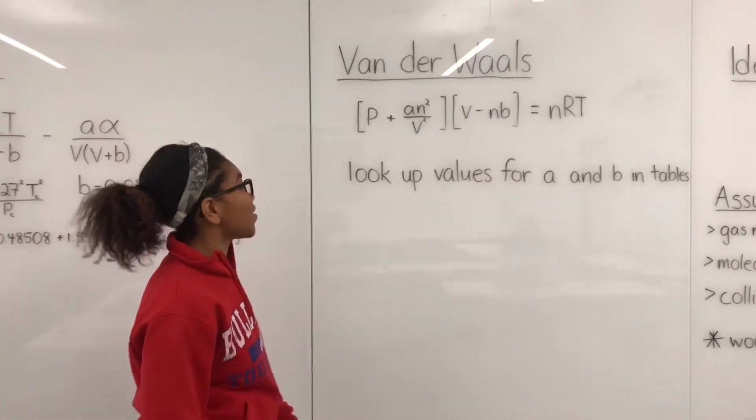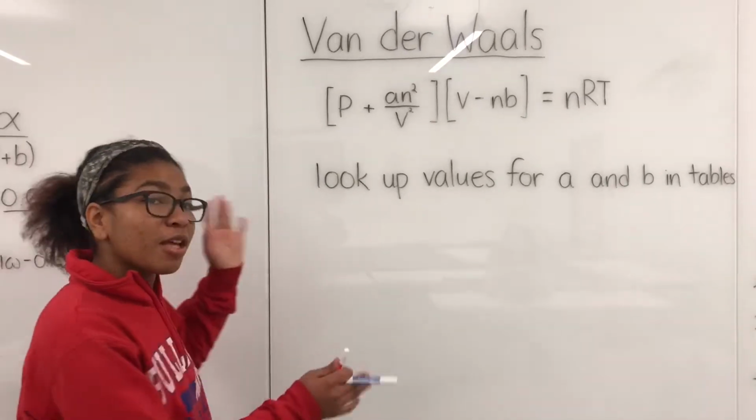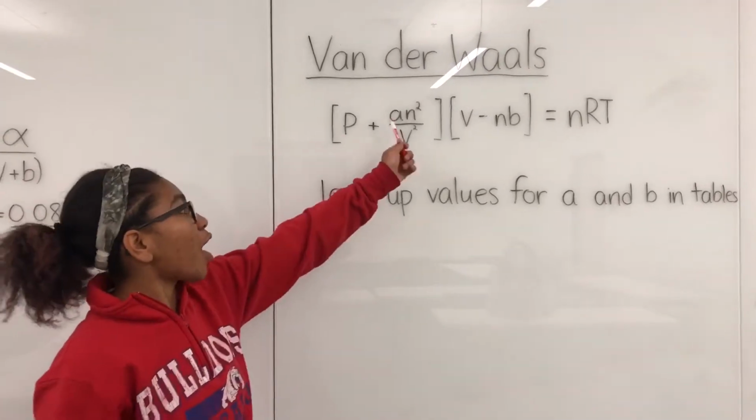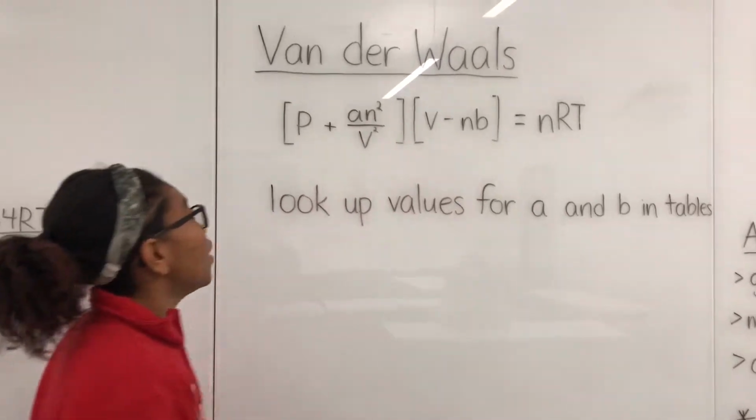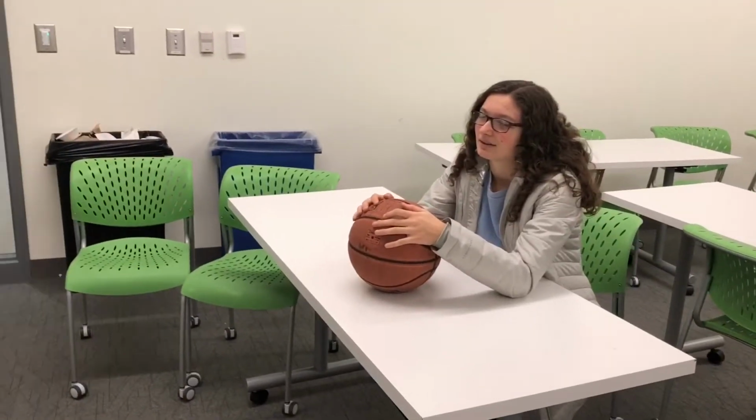We have the Van der Waals equation, okay? So in this case, it still has a lot of, it's kind of precise, right? So you have your A and B values, which you look up in a table, and then you have your pressure. Wait, what is A and B? A and B, it accounts for the intermolecular forces and everything like that.